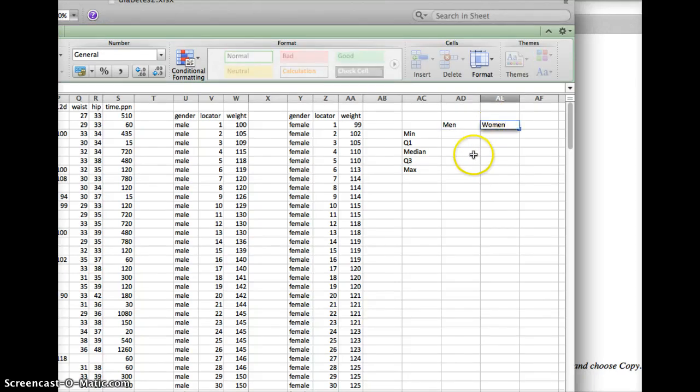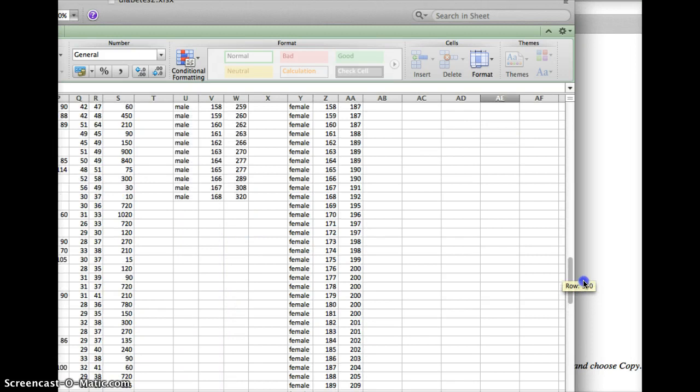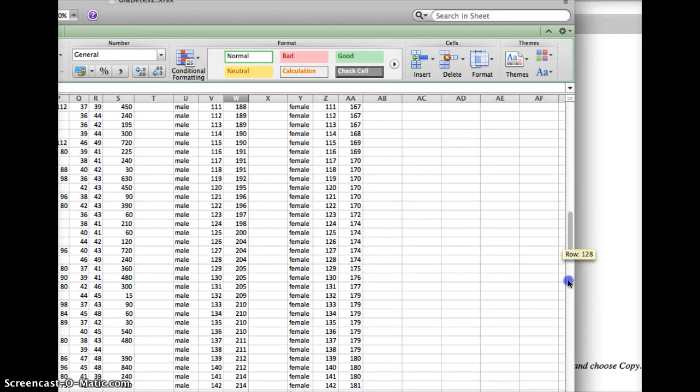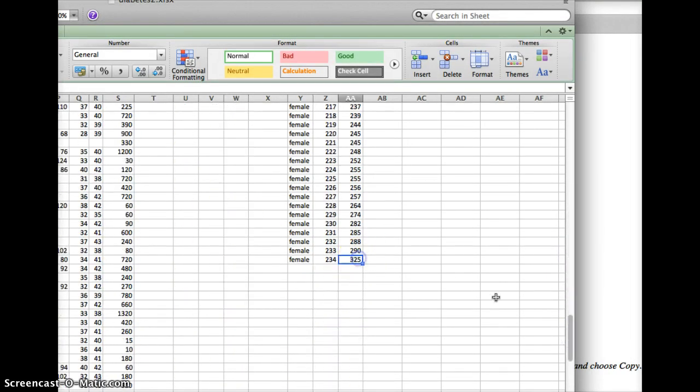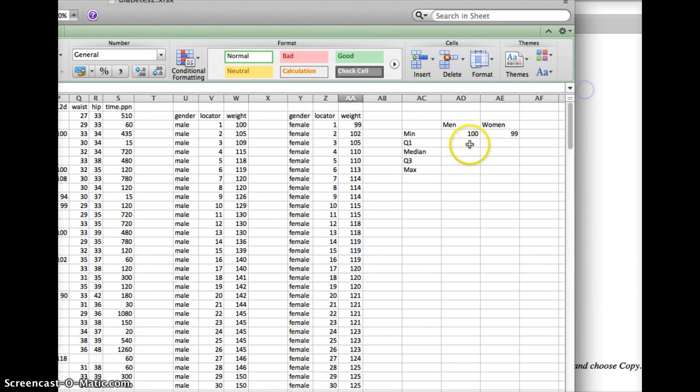Well, the minimum weights are certainly easy for us to see. The man of minimum weight is 100 pounds, very small man, woman at 99. If we want the maximums, let's go to the bottom of these lists. The maximum man is 320 pounds, as we see here, and the maximum woman is 325. So we'll add those in. Maximum man, 320. Maximum woman, 325.